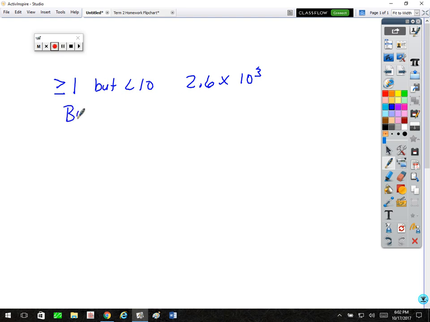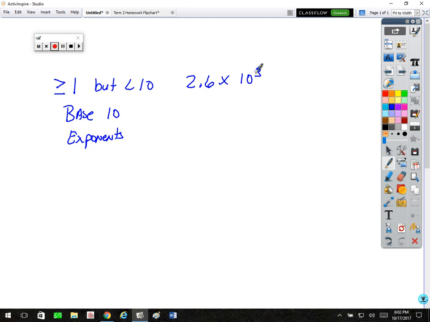Remember, your base is always going to be 10. So here my base is 10. And then remember, my exponent tells me a couple of things. It tells me which way I'm going to move my decimal and how many places. Remember, if it's positive, I'm going to move it to the right. If it's negative, I'll move it to the left.